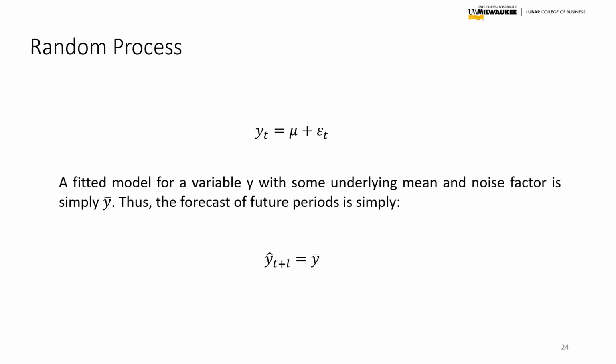Clearly, with this simple random process, the fitted model would be y bar. That would be our estimate for mu. Thus, the forecast of future periods is simply y bar. I'm denoting the forecast as y hat sub t plus L, where L is 1, 2, 3, 4, and so on. For example, y hat sub t plus 1 would be the forecast of one period in the future. For a random process, our best guess is just projecting y bar into the future, however many periods into the future.